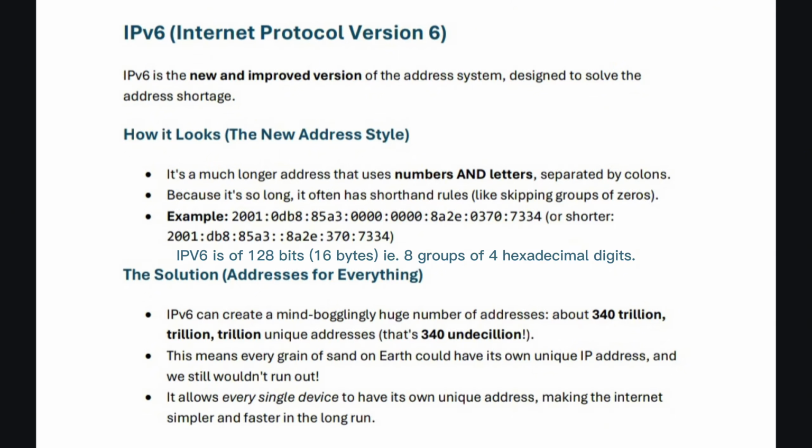IPv6 can create a huge number of addresses, about 340 trillion trillion trillion, or 340 undecillion. That is a lot. That means every grain of sand on earth could have its own unique IP address, and we still wouldn't run out. So to fix the limited IPv4 issue of 4.3 billion, we created the IPv6 protocol, which has enough IP addresses to cover the sand on the earth, with still a lot left to use.